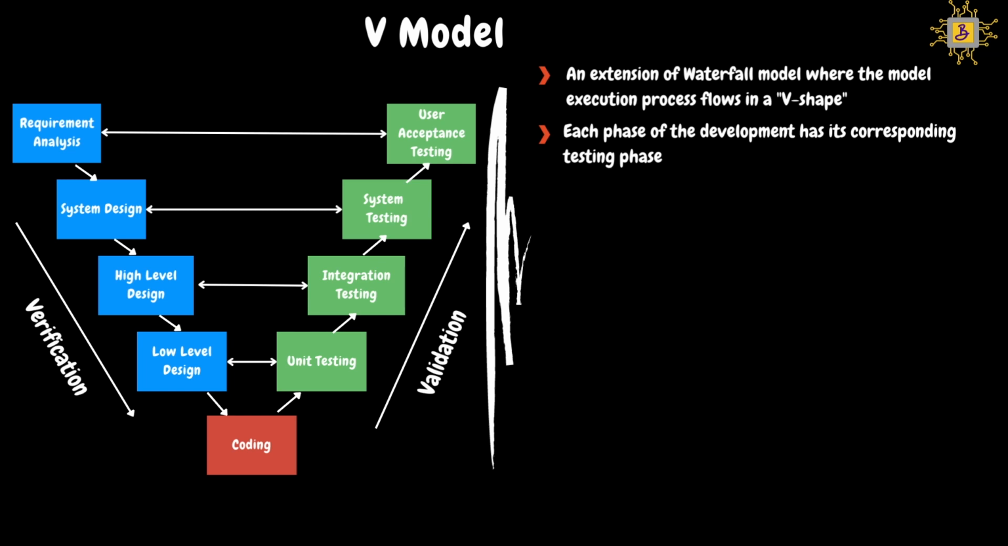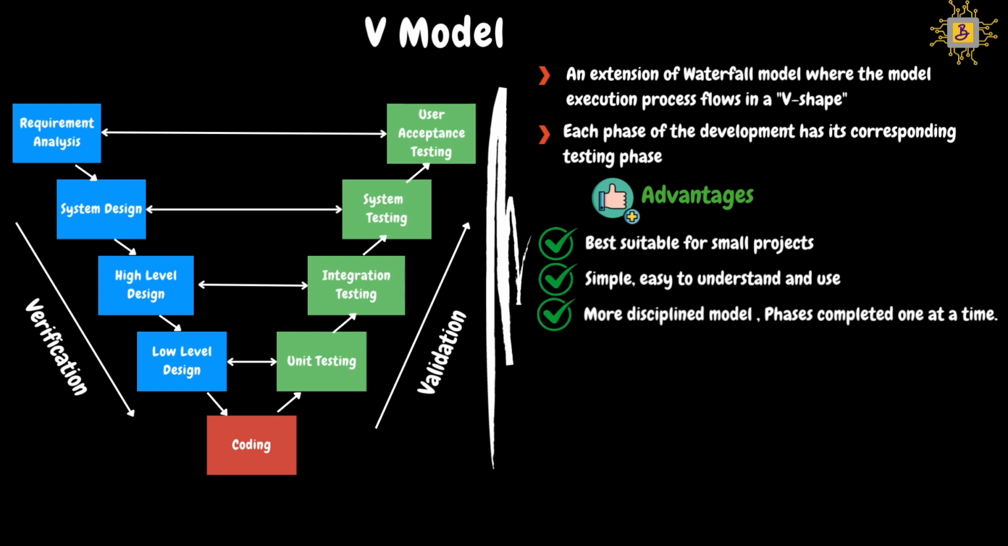And then in the integration testing phase, multiple components will be tested together. So in the system testing phase, the entire system will be tested. Finally, user acceptance testing will be performed by the customers or business users. Now let's look at some of the advantages. This type of model is best suitable for small projects. It is simple, easy to understand and use. It is a disciplined model which helps the team deliver high quality products. All the phases in this model will be completed one at a time.